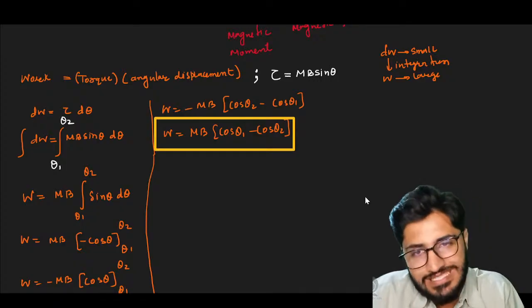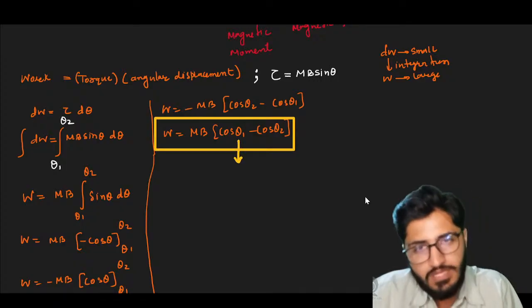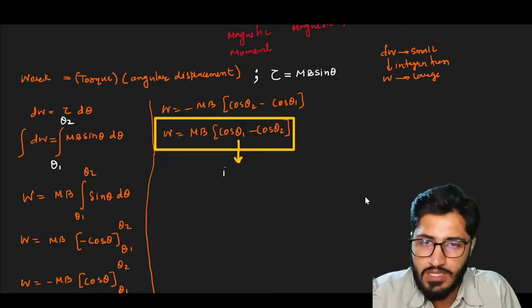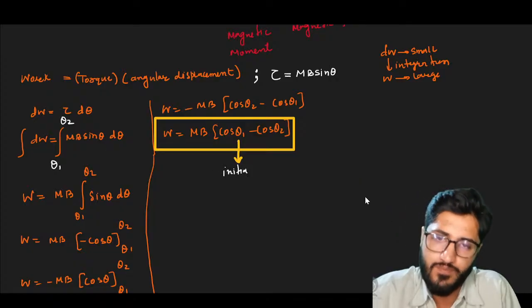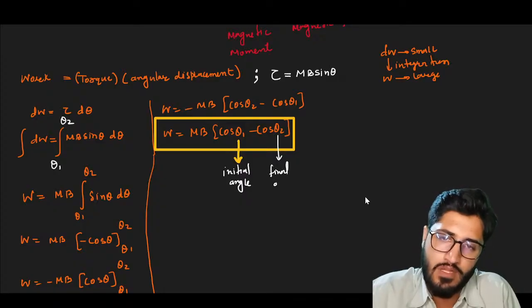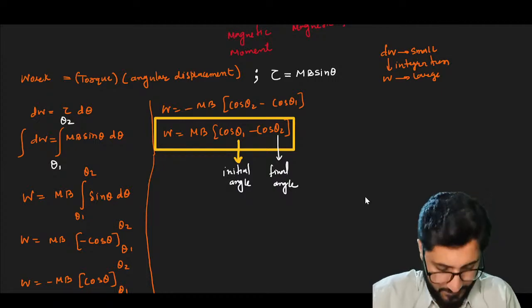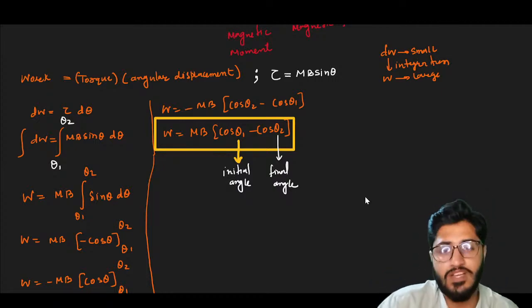Okay, what is theta 1? Theta 1 simply indicates the initial angle. And what is theta 2? Theta 2 is the final angle. Done. This one is the final angle.